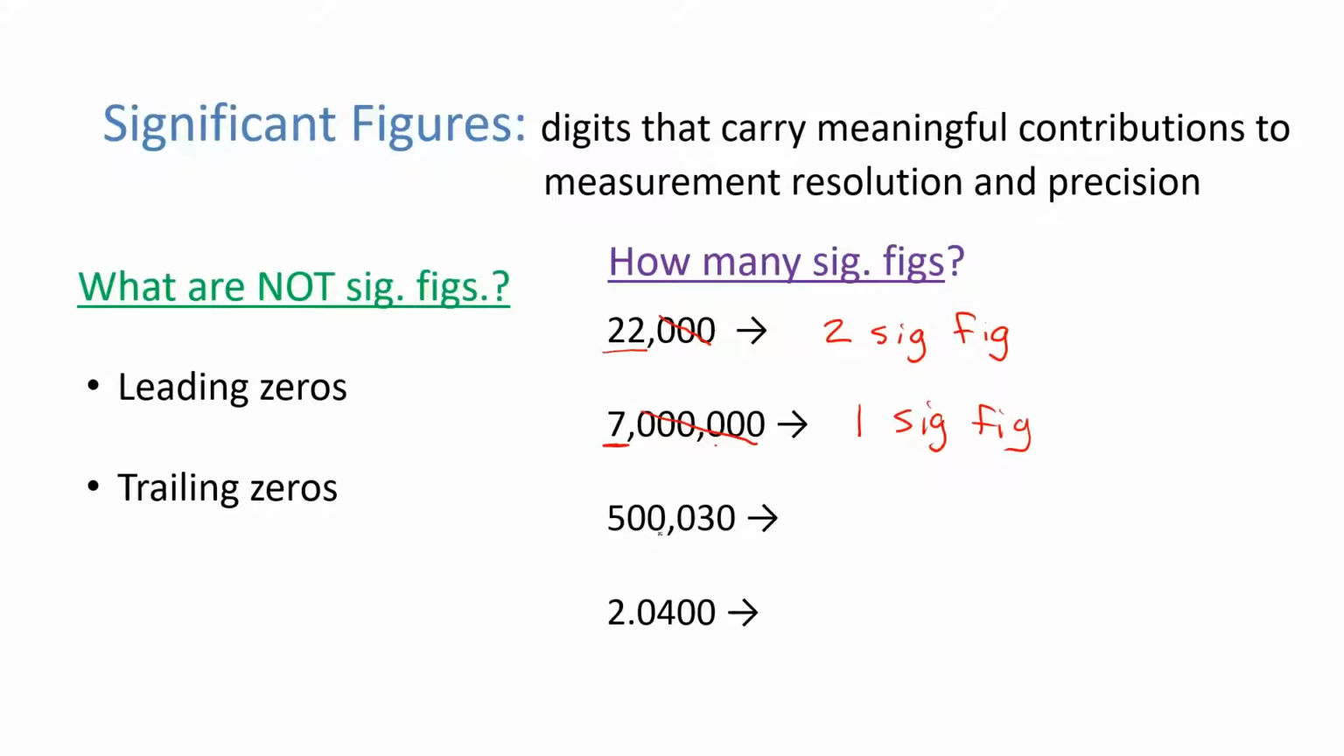Okay, in the third example, this is somewhat similar to the previous slide. Zeros that are in between non-zero values are considered significant. And then this leaves us with just 1 trailing zero. So here we'd have 1, 2, 3, 4, 5 sig figs.